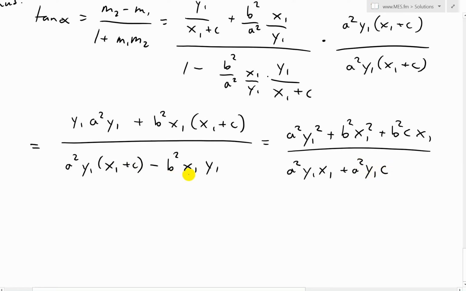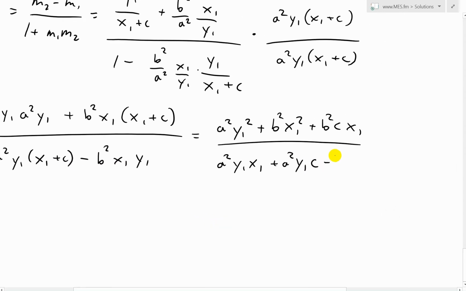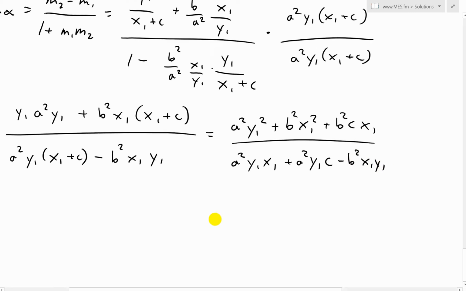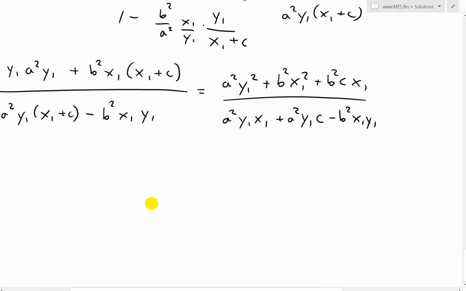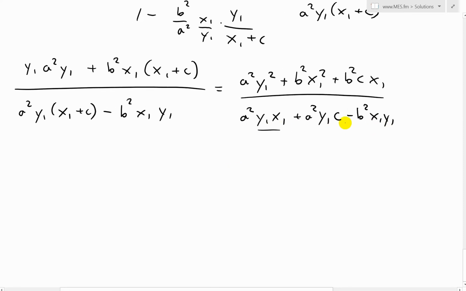And then all of a sudden, you just subtract the last part, minus b squared x1 y1. And now notice what we have. Well, first we could simplify this part here. We could just factor this out, this x1 y1 and this x1 y1, so that we have an a squared minus b squared.